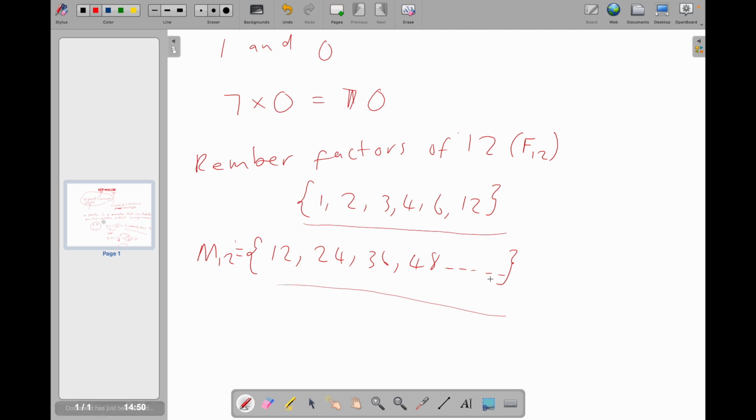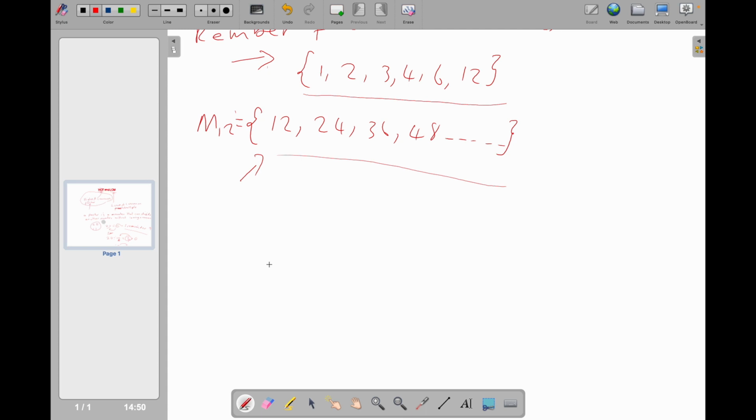Okay, so now these are the factors of 12, and these are multiples of 12. When dealing with more than one number, one number has its own factors and another number has its own factors. So there may be common factors.